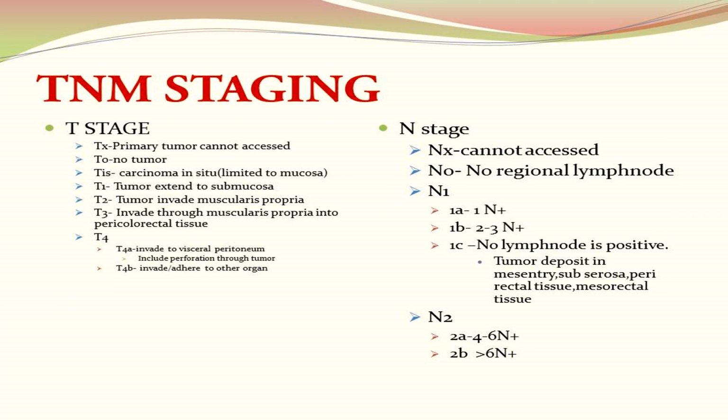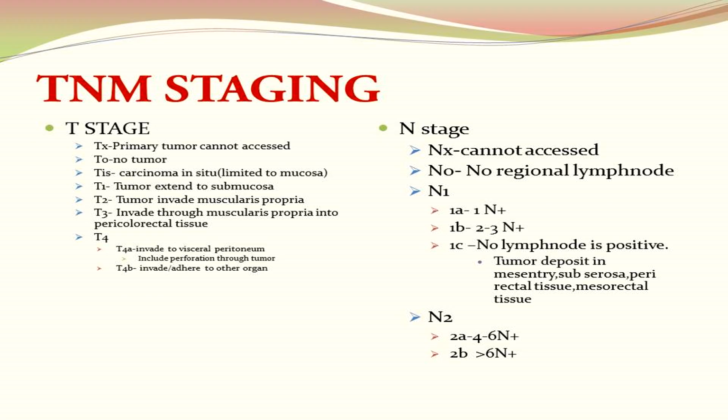So after giving this idea about the layers of the intestine, we come to the TNM staging. T staging, as I said, 1, 2, 3, 4. T1 is when the tumor is extended up to submucosa. T2 is up to muscularis propria. T3 is the pericolorectal tissue. Here in rectum it is the mesorectal fascia and the fat. T4 is divided into two parts, A and B. A is basically involvement of peritoneum with perforation of the tumor. T4B is involvement of adjacent organ.